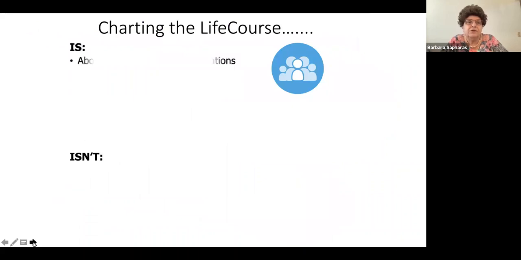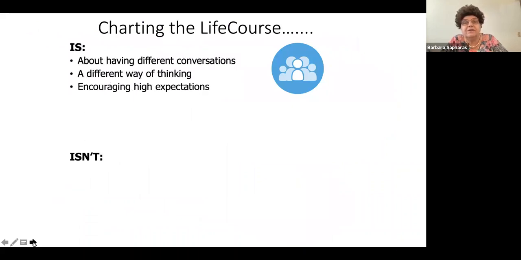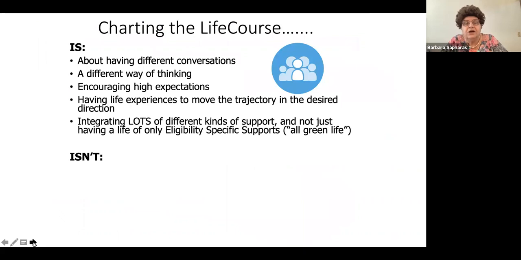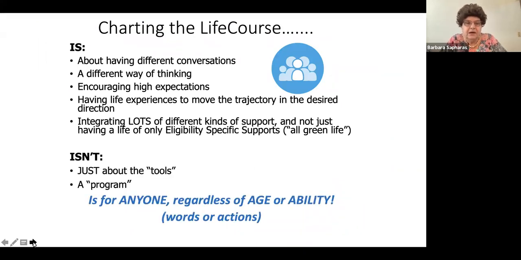So Charting the Life course is about having different conversations. I know that as professionals, you have paper to complete. I worked for 36 years for the Cuyahoga County Board. I worked as an SSA. I worked in a variety of roles. I know all about the paperwork, but how you get the information for the paperwork is what you have control over. And it's really about having conversations.